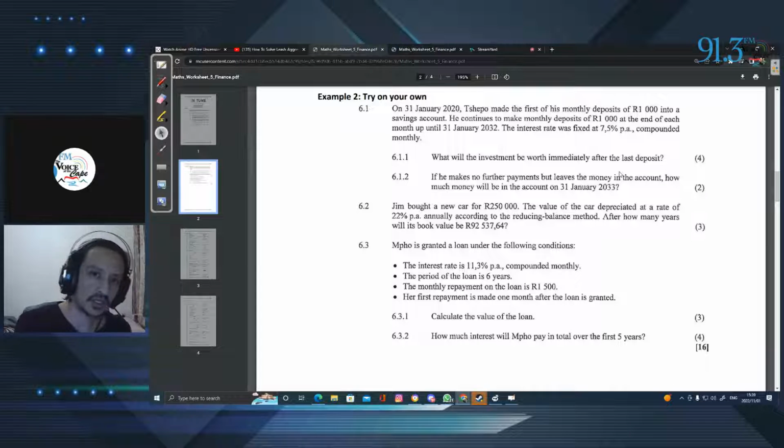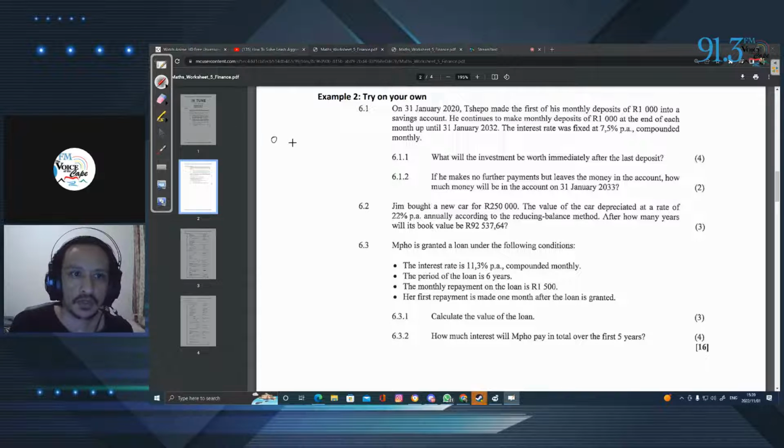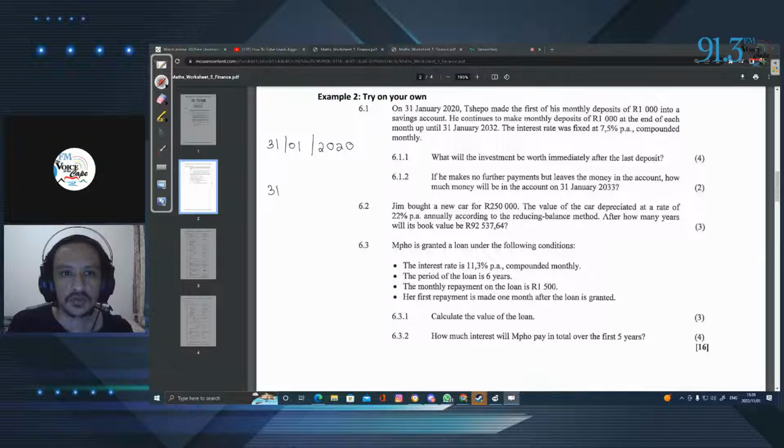If I work it out, let me just check on my calculator. All right, so that's the first. Let's just see here. 31st of the 1st, 2020. And we have 31st of the 1st, 2032. That difference is 12 years. So the issue just lies here. So from the 31st of January till the 31st of December is 1 year. All right. Right. There is 1 month extra.